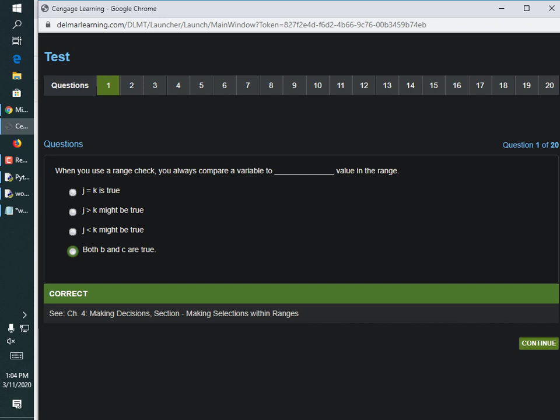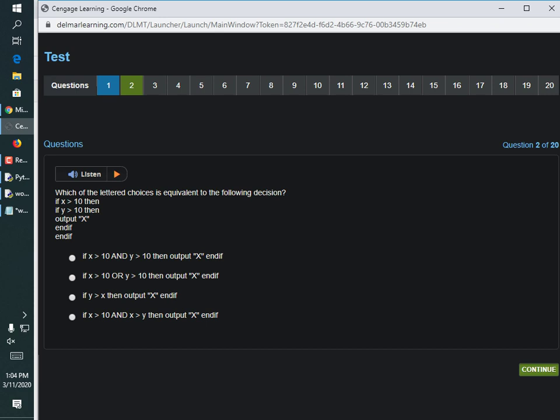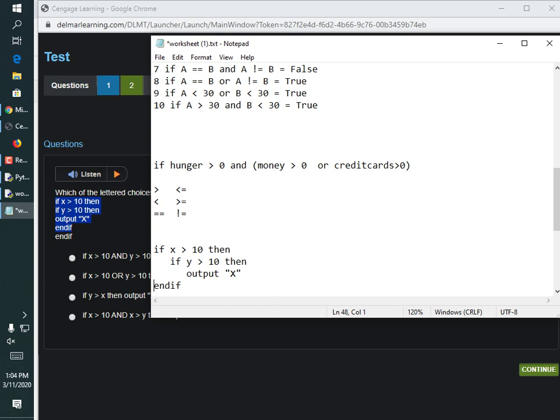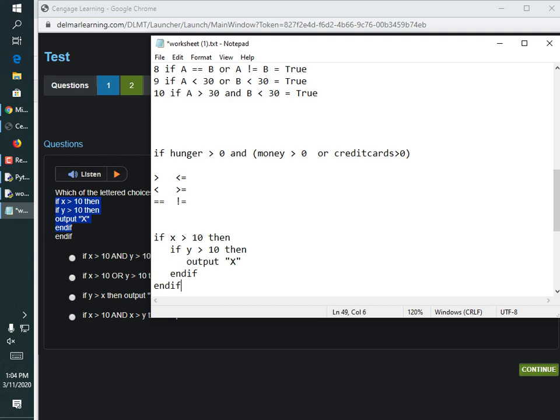Question two. Which of the letter choices is equivalent to the following decision? And here they completely failed to indent. It's okay for you to copy and paste it and indent it yourself in order to fix the question. After every if, and they left off one of their end ifs. Slipshod. Oh, no, there's two of them. Here I insulted them, and it's right there. Okay, so there's the logic for that. That's the pseudocode for it.